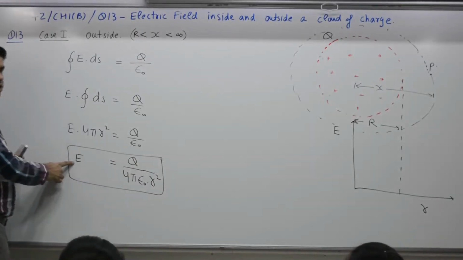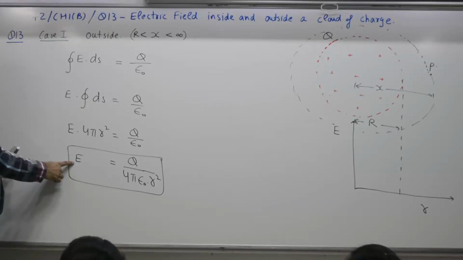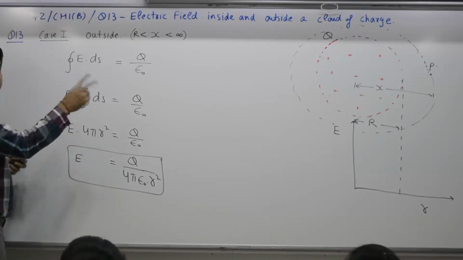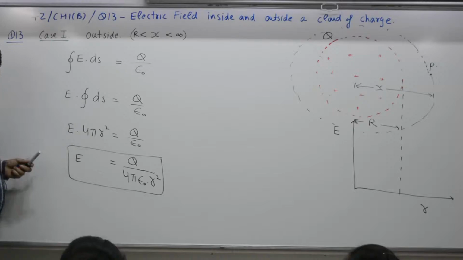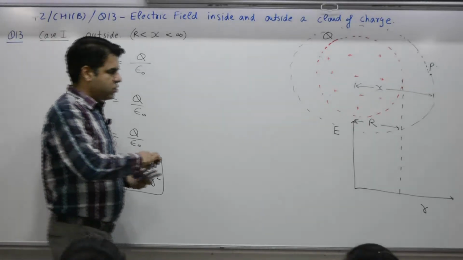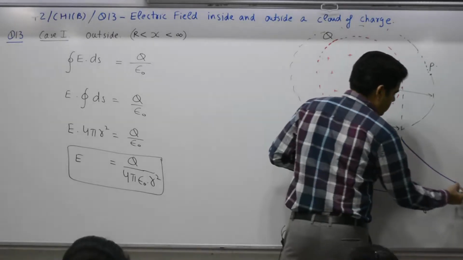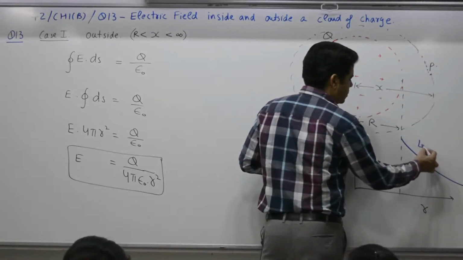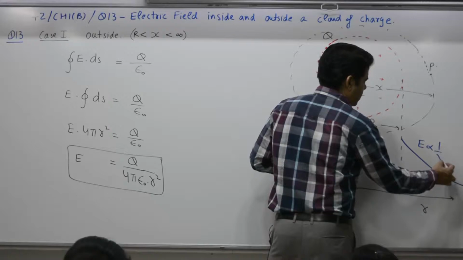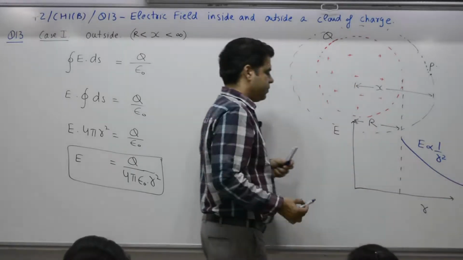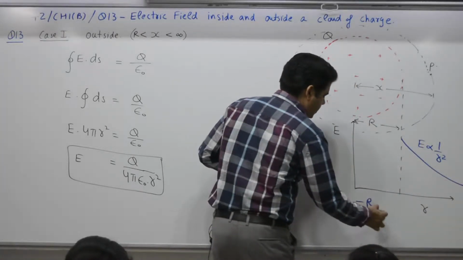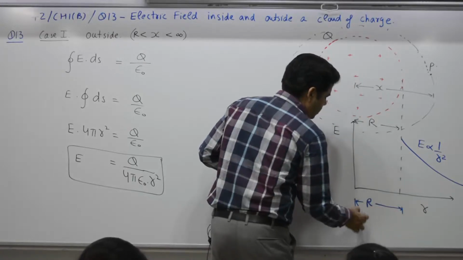Gravitational field intensity g, force experienced per unit mass outside Earth, was inversely proportional to r square. So it is the same as that. E outside is inversely proportional to r square. Time with you is 2 minutes to complete.